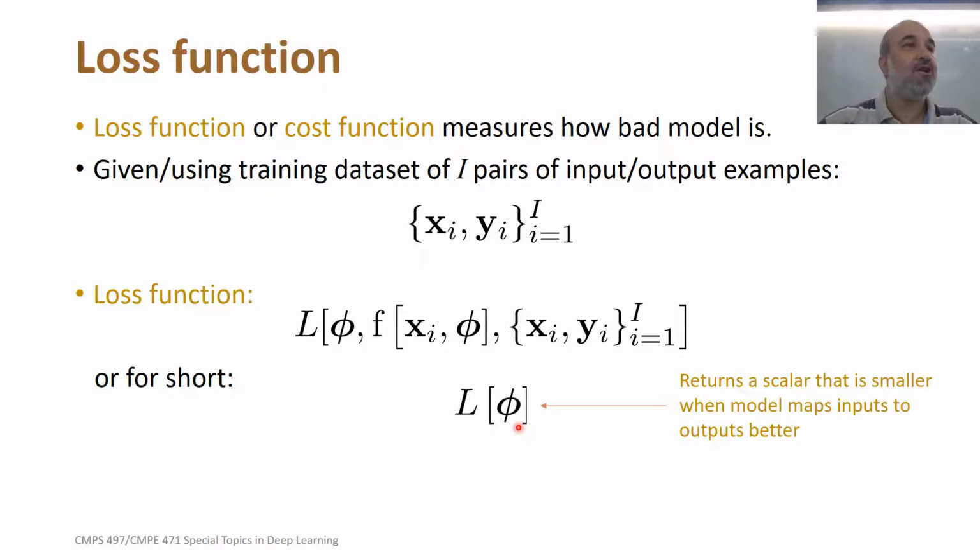In short, we just say that the loss function is a function of the parameters. Of course, it's also a function of the model and a function of the training set. But for simplicity, we just say that the loss function is a function of the parameters, which means it's a function of the model, right? Because if I gave you the specific values of the parameters, then I'm pointing to a specific model. All of that, inshallah, will be more clear with the regression example that we will discuss today.